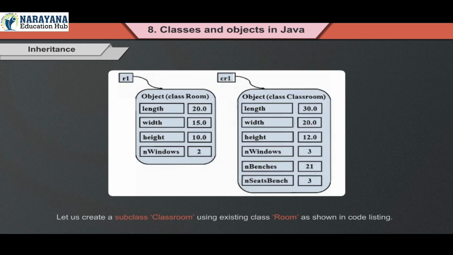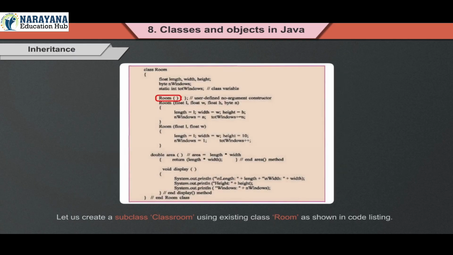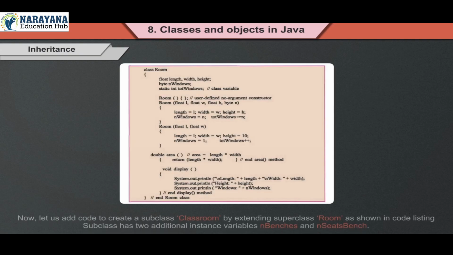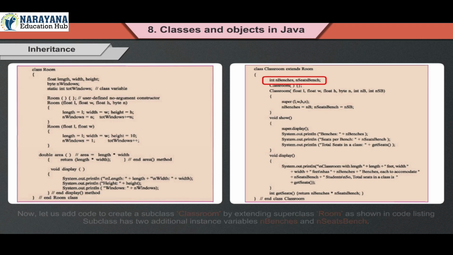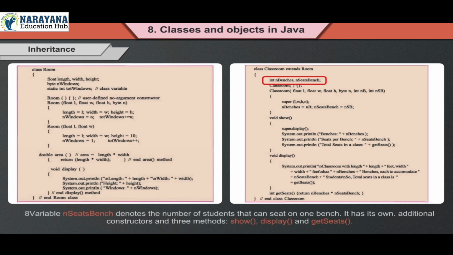Let us create a subclass classroom using existing room class as shown in code listing. Now, let us add code to create a subclass classroom by extending superclass room as shown in code listing. Subclass has two additional instance variables, benches and seatsBench. seatsBench denotes the number of students that can sit on one bench. It has its own additional constructors and 3 methods: show, display, and getSeats.